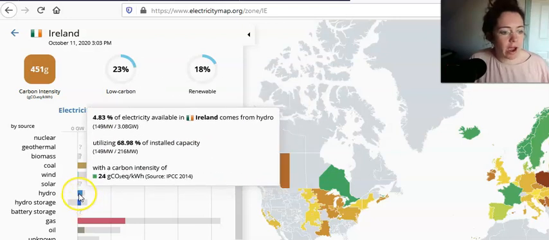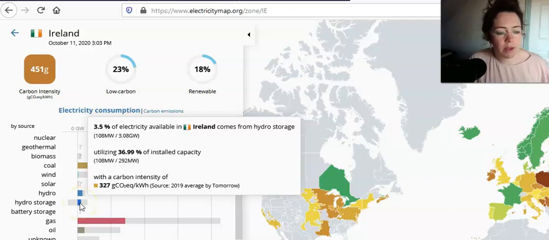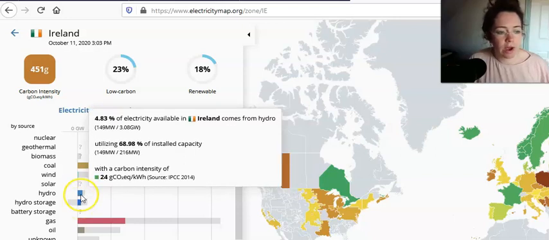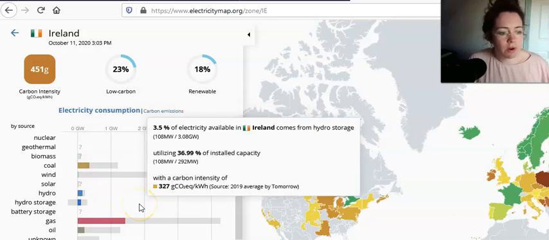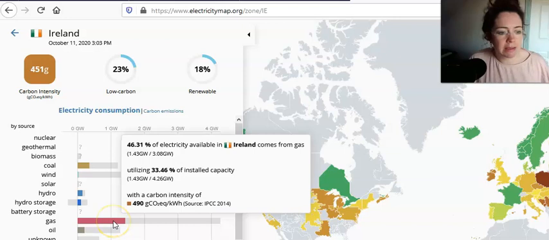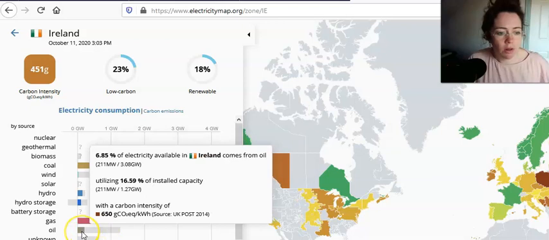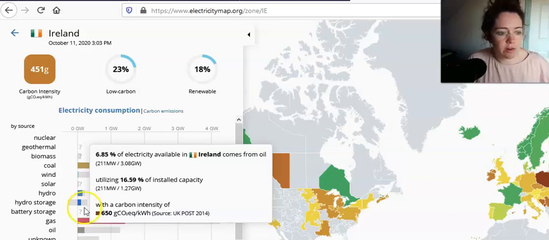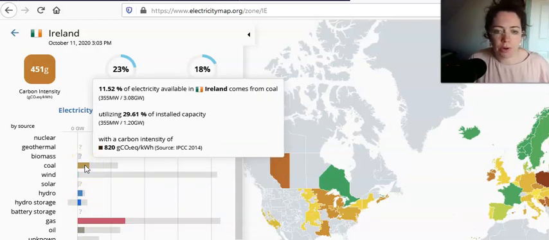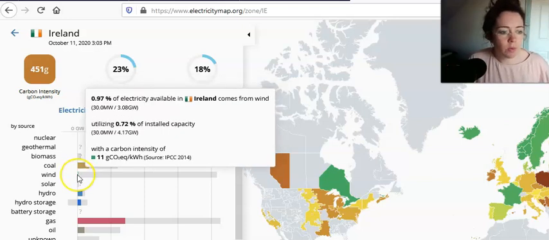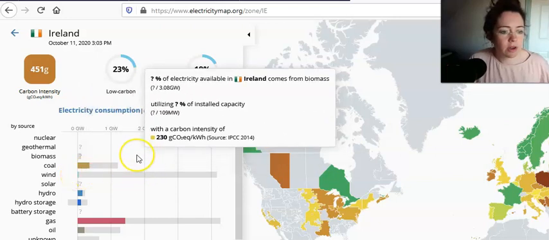Here there's a little bit of hydro, and some electricity coming from our hydro storage as well. So hydro, that's Ardnacrusha and so on, these dams that produce electricity. But most of our electricity at the moment is coming from gas, which has a carbon intensity of 490 grams per kilowatt hour. Oil, surprisingly, doesn't often come on. I'm surprised. It has a carbon intensity of 650 grams, and then coal. So remember that Moneypoint is back online, so 820 grams of CO2 per kilowatt hour. Then wind is very, very little. Wind has a very low carbon intensity.